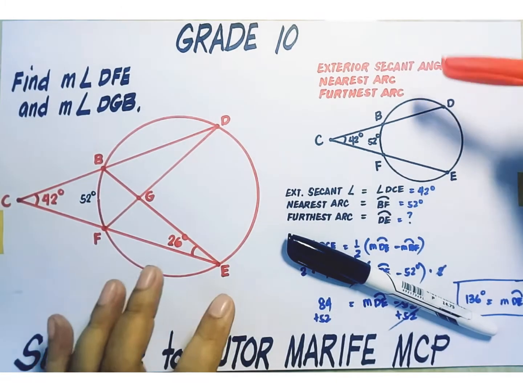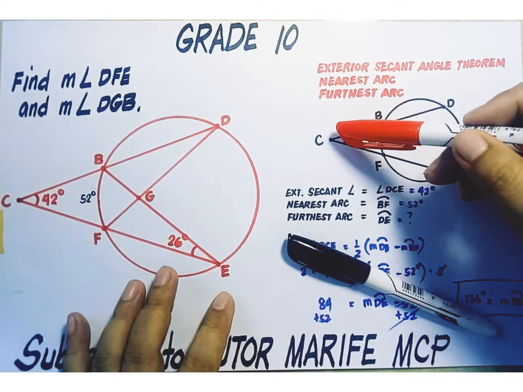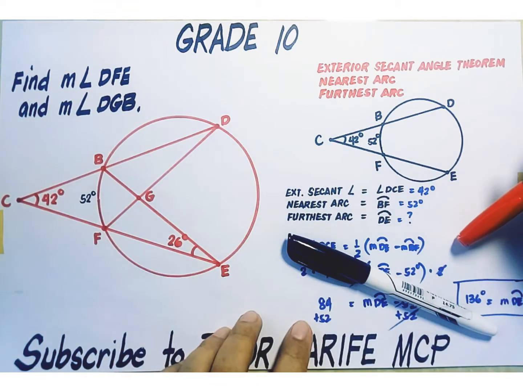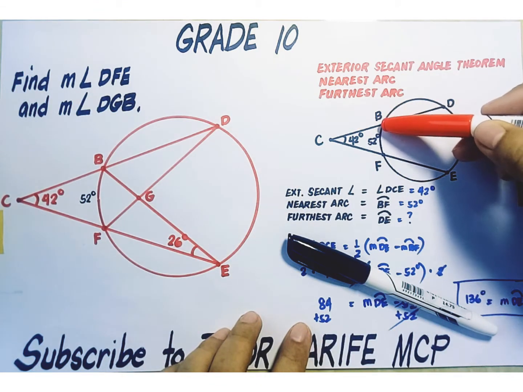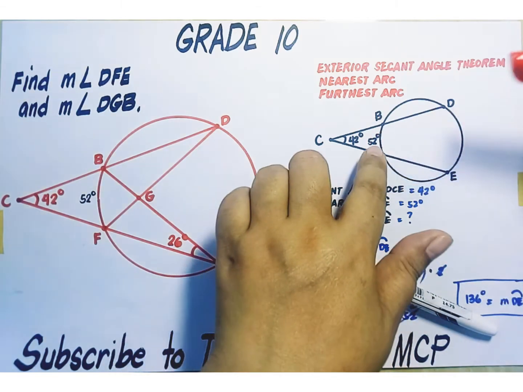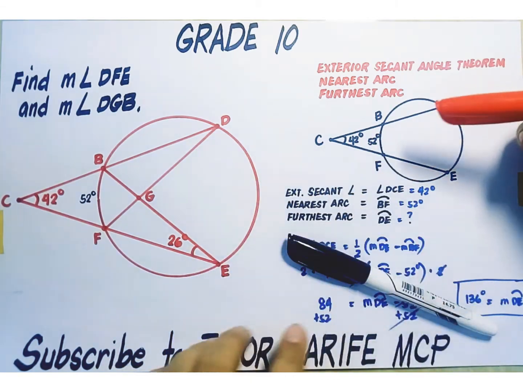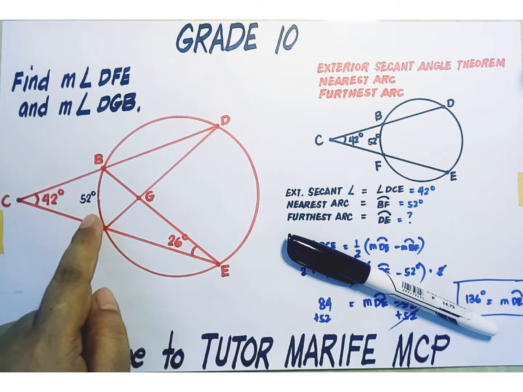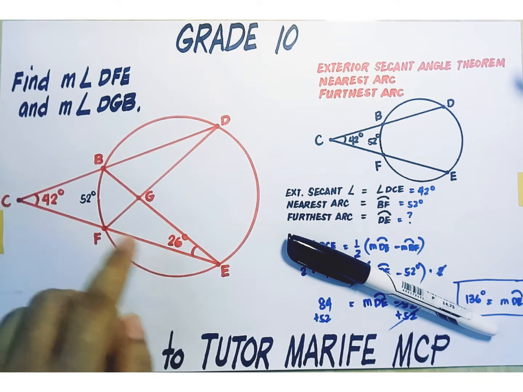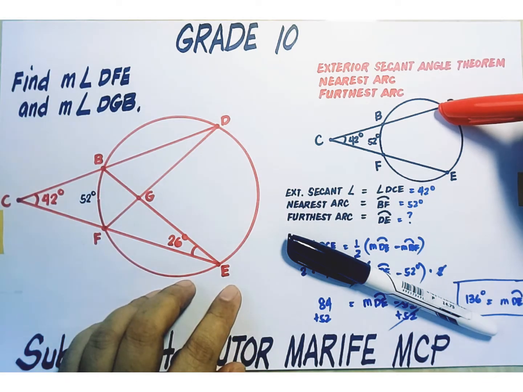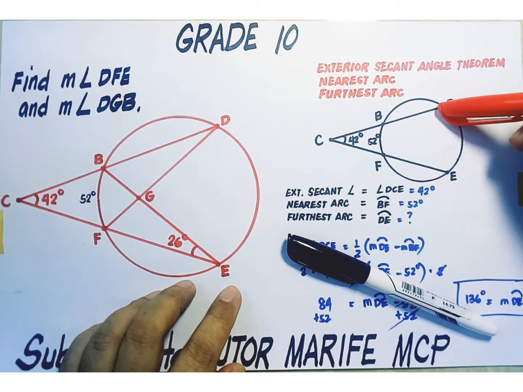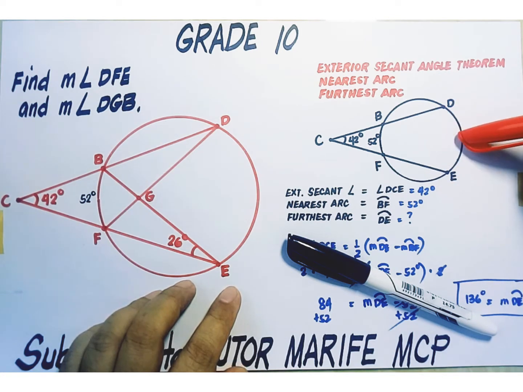The measure of the exterior secant angle DCE is given. It's equal to 42 degrees. The measure of arc BF, which is the nearest arc of angle DCE, is equal to 52 degrees. This is the value that we obtained from the first part of our solution. The measure of arc DE, which is the furthest arc of angle DCE, is unknown.